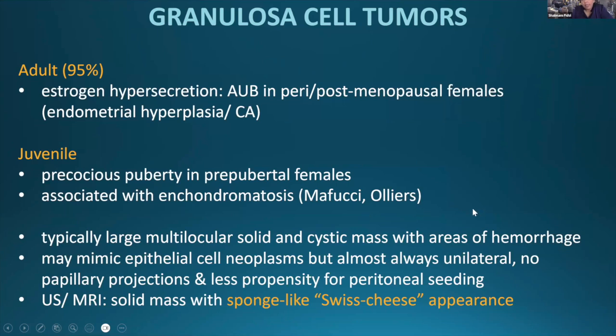Now, these are typically large, multilocular, solid and cystic masses with areas of hemorrhage, and the appearance is very similar to serous epithelial neoplasms. But the way you can differentiate them is that these are typically unilateral. They do not show papillary projections, and they typically don't cause peritoneal seeding. On ultrasound and MRI, the characteristic appearance described is a Swiss cheese appearance, and I'll show an example of that.